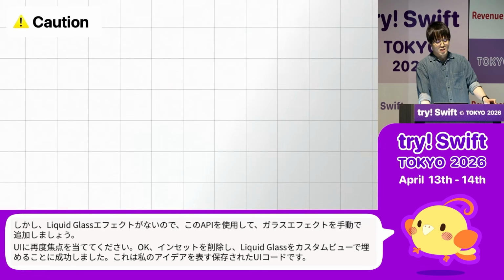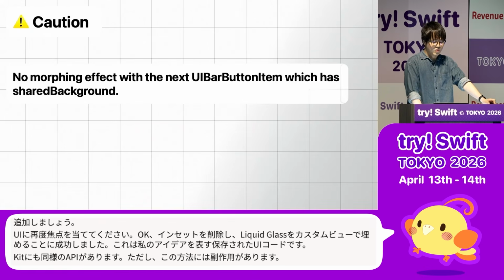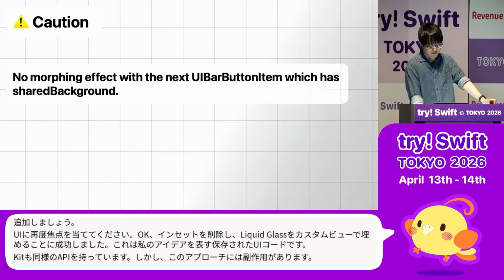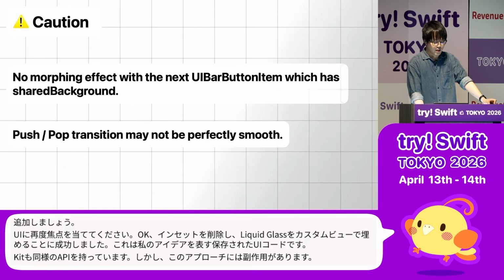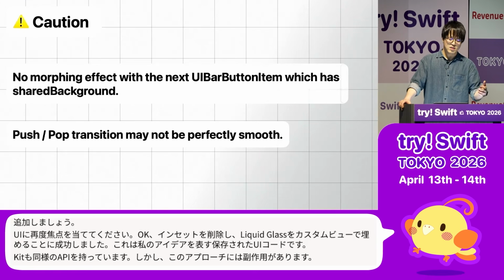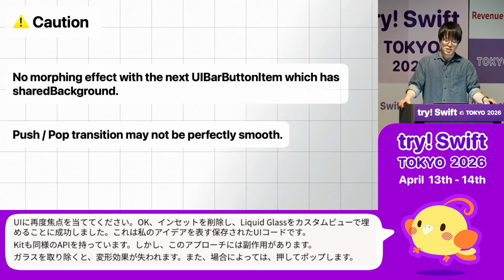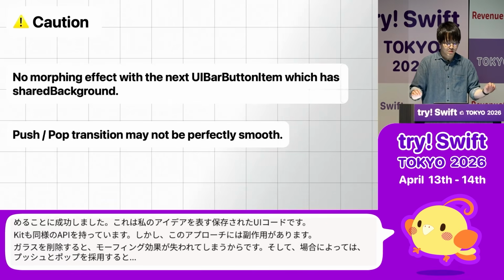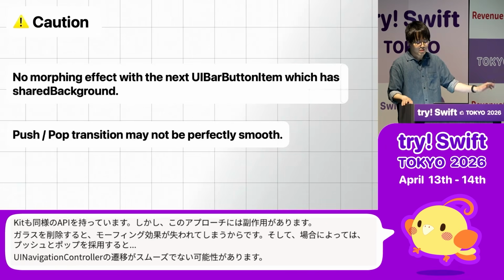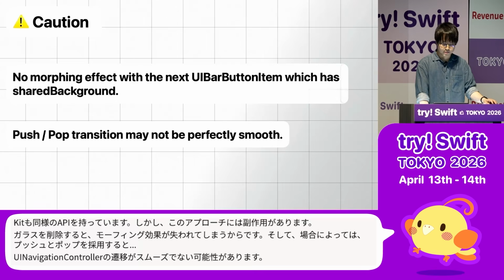However, this way has side effects. Because we remove the system Liquid Glass, we lose the morphing effect. And in some cases, the push and pop transition of UINavigationController may not be smooth. If you adopt this method, please be careful of these side effects.